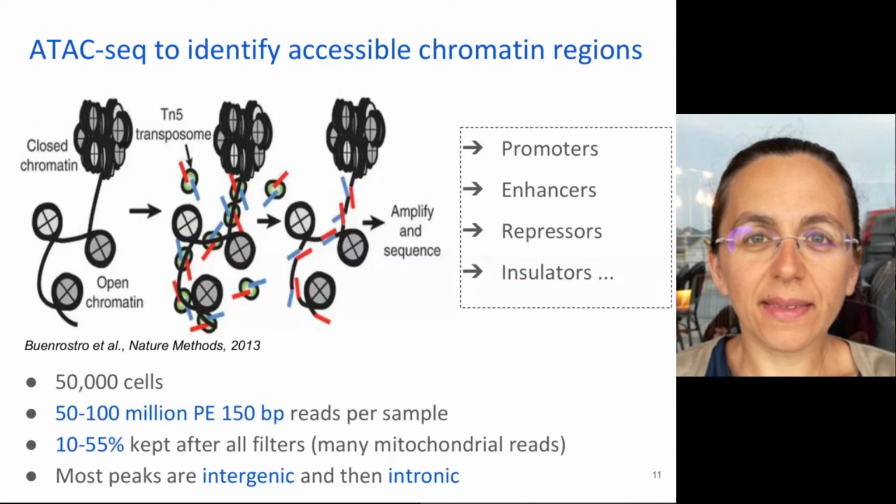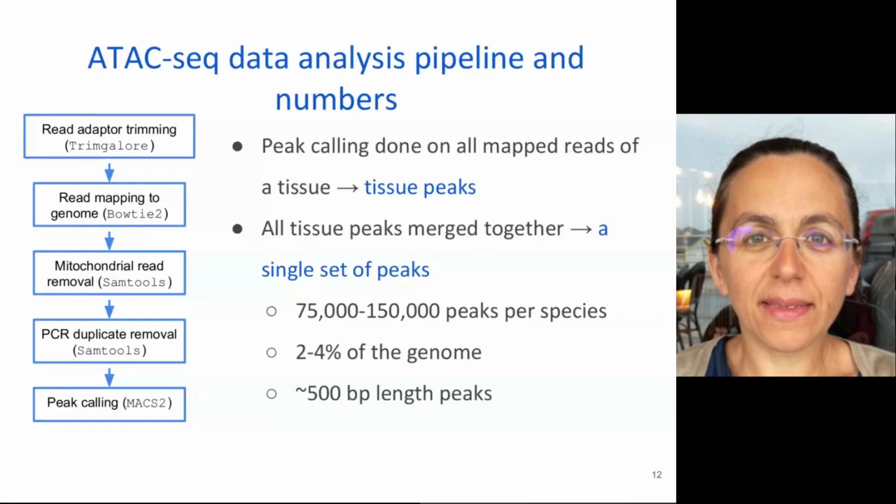It's a very simple pipeline based on Trim Galore for read adapter trimming, then Bowtie2 for mapping, then two steps of SAMtools to remove mitochondrial reads and PCR duplicates, and then the peak calling is done with MACS2. Actually, to gain power, we grouped together all the mapped reads from a given tissue, and we did the peak calling on this. So we obtained tissue peaks, and then to get a single set of peaks per species, we merged together all the tissue peaks based on a simple 1 base pair overlap, and we obtained between 75,000 and 150,000 peaks per species that cover between 2 and 4% of the genome.